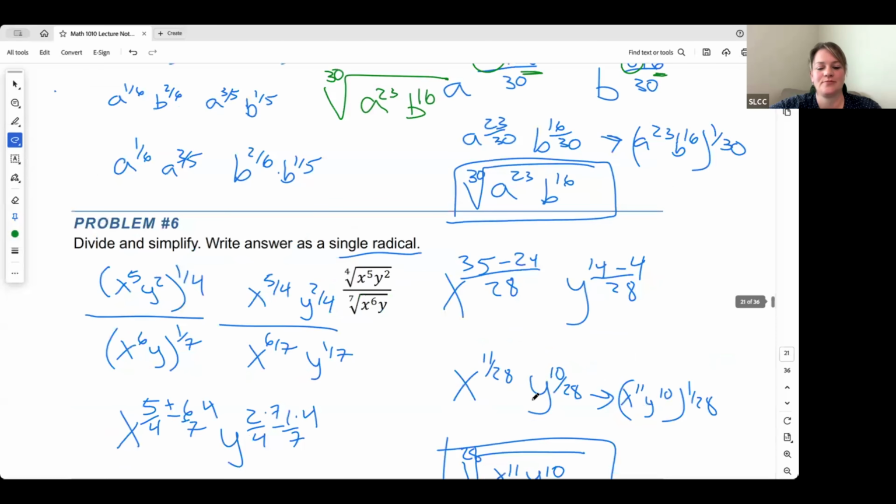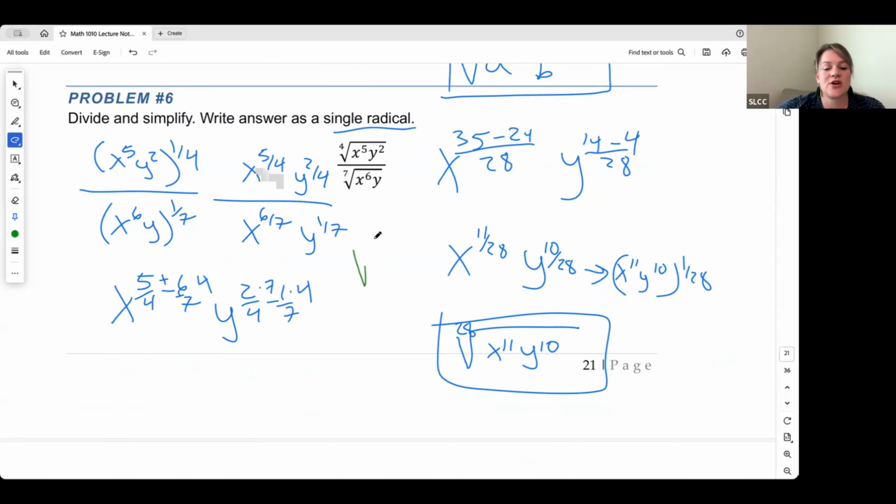Let's try it again. So first I start with 4 times 7, 28. Then I think about the x's. Remember, I'm subtracting. So 7 times 5 is 35 minus 4 times 6. So that gives me the 11. Then I think about the y's. I take 7 times 2, which is 14, minus 4 times 1, which is 4. 14 minus 4 is 10.